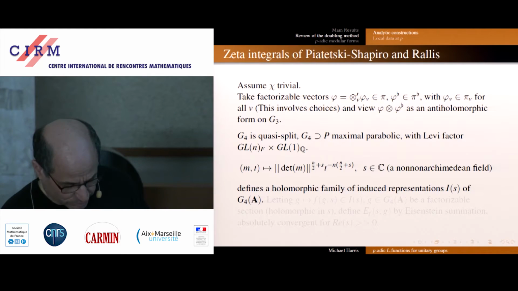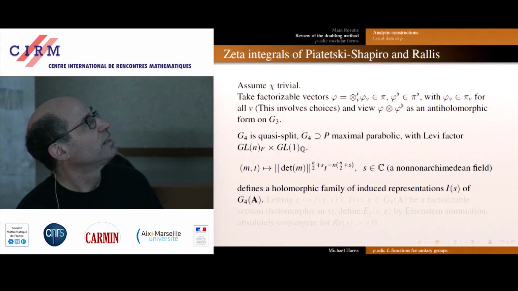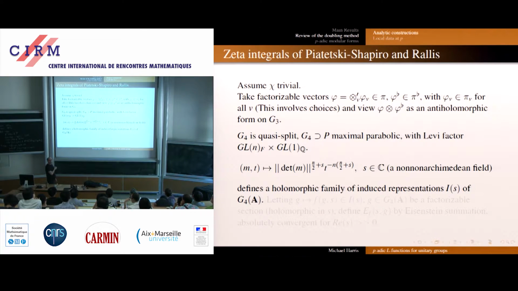And now, for M and T, the notation has changed. M is what used to be S0. We take M, T goes to, no, this is different. So we have the adelic absolute value of the determinant of M to the power n over 2 plus s, times this extra factor you can ignore, for s varying in C.